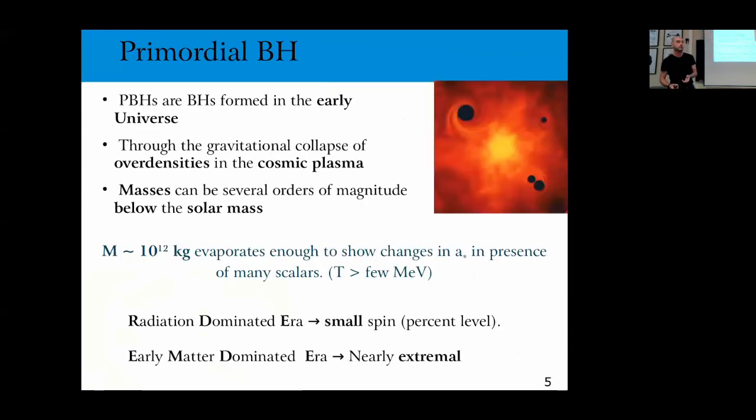We are interested in primordial black holes because they have a mass which can be down to 10 to the 12 kilograms. And this allows them to evaporate in the presence of many scalars in a way that shows changes of the spin parameter of the black hole. This kind of black hole is thought to be formed in the early universe from the direct collapse of overdensities in the cosmic plasma, and their mass can be very, very small or very, very high depending on the time at which they form. And we consider two answers for the spin of such objects: a spin that can be either at the percentage level or at the nearly extremal value. This depends on whether they formed in the radiation dominated era or in the early matter dominated era.